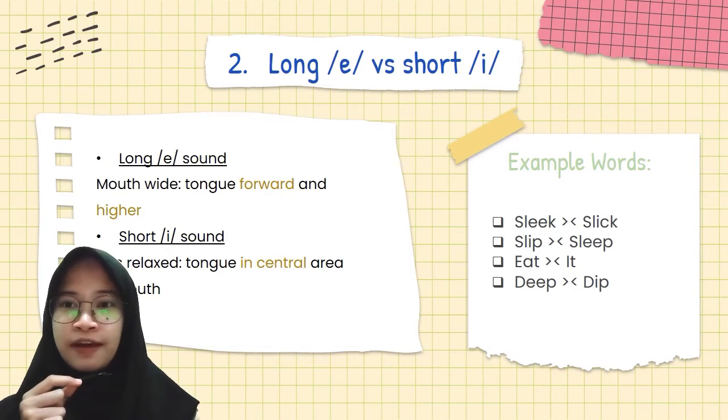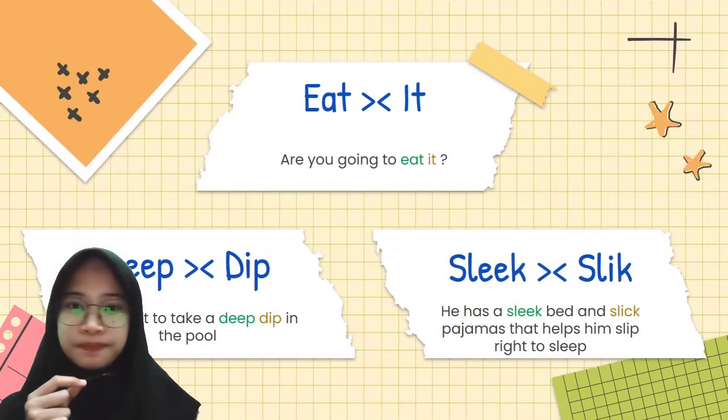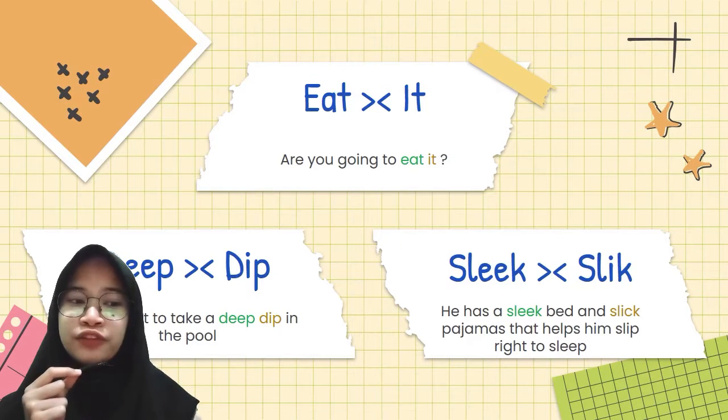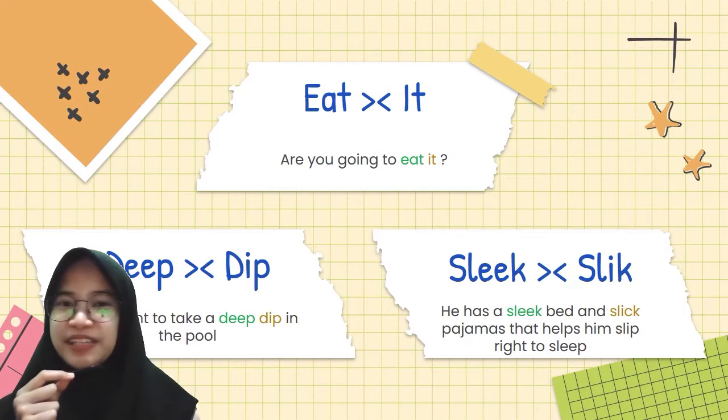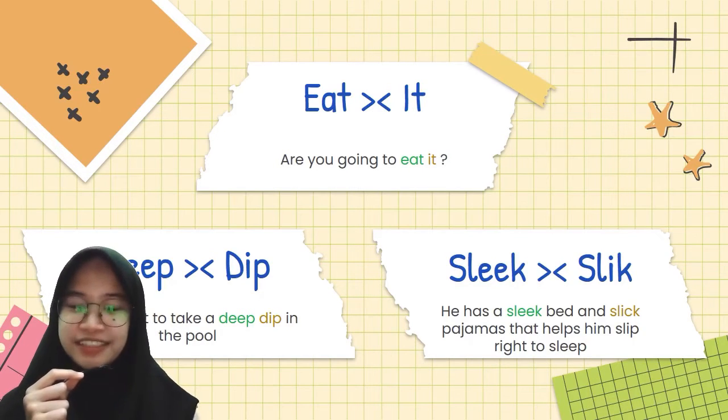And let's try with some sentences. Are you going to eat it? I just want to take a deep dip in the pool. He has a sleek bed and a sleek pajamas that help him sleep right to sleep. Okay, so that's quite difficult, right?